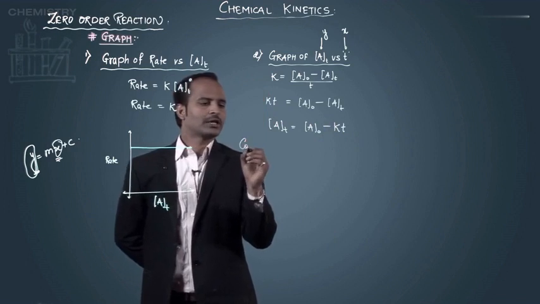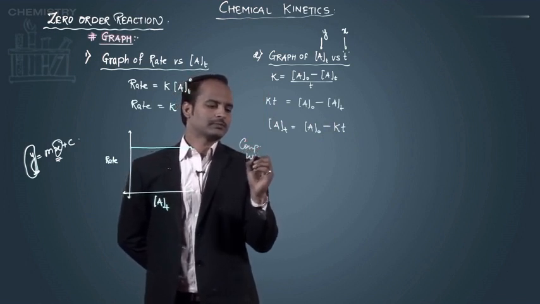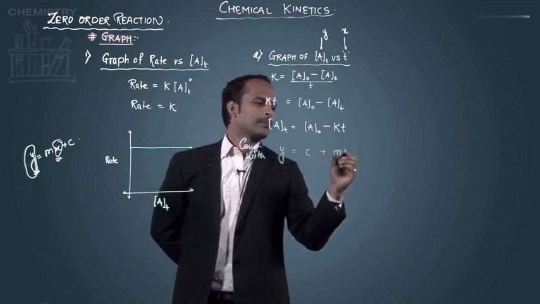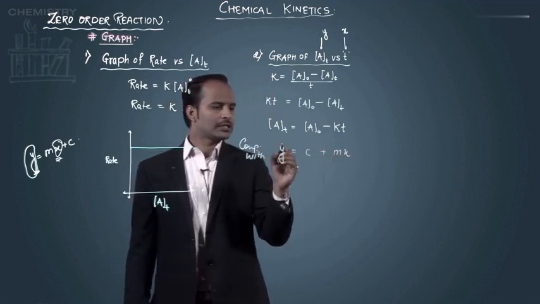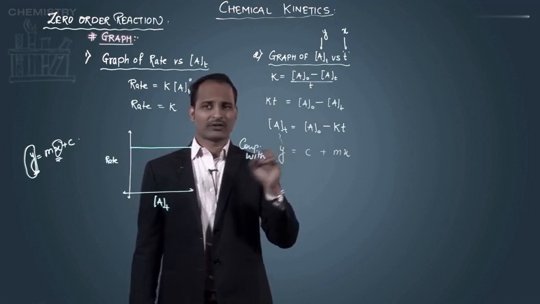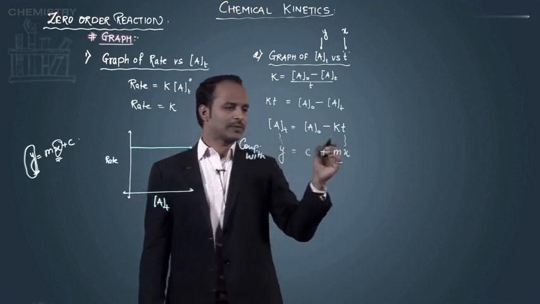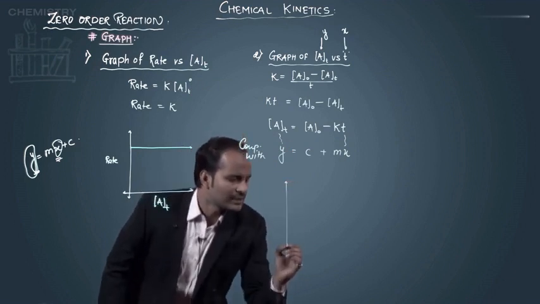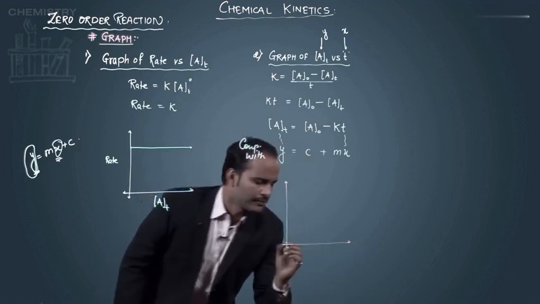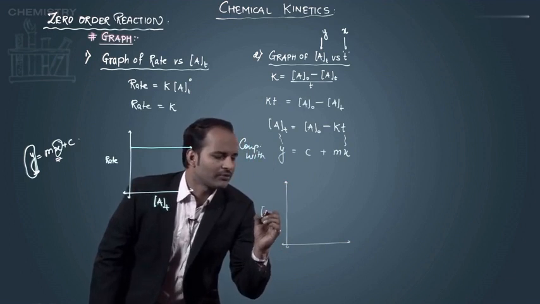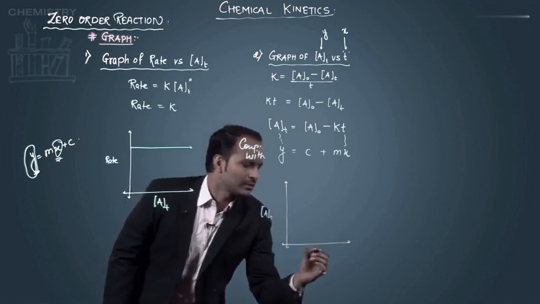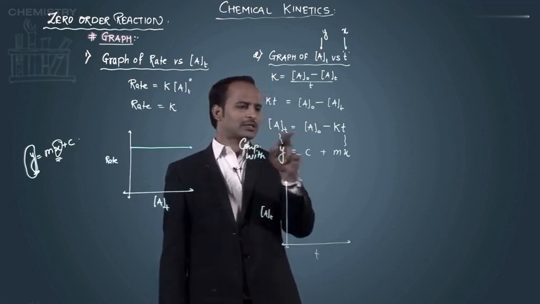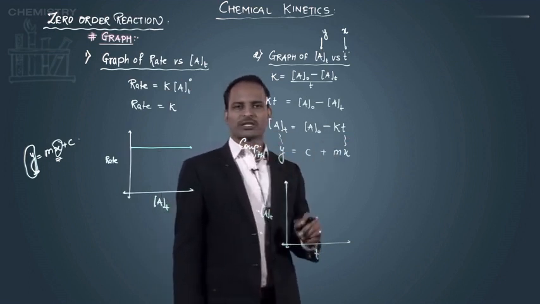So if I'm comparing it with y is equal to mx plus c, then here I can say that this is on the y-axis, that is, this is the value of y, and this is the value of x. It means the graph is going to be y versus x, that means concentration of reactant a_t versus time.